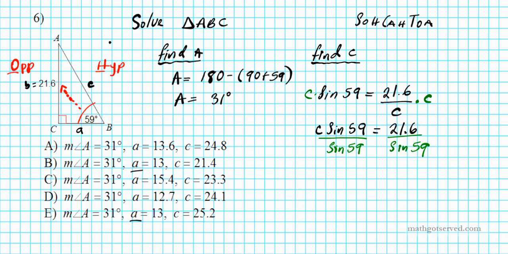And little c, we just plug this into our calculator. You end up with 25.199. Three decimal places. If we want to round it to the nearest tenth or one decimal place, it's going to be 25.2. That's the only C option that matches what we got. So we see that the answer is option letter E.